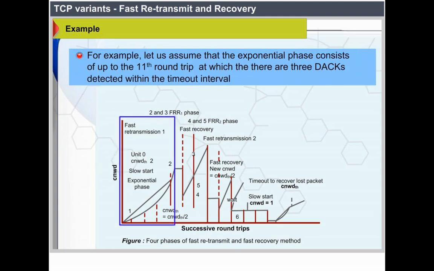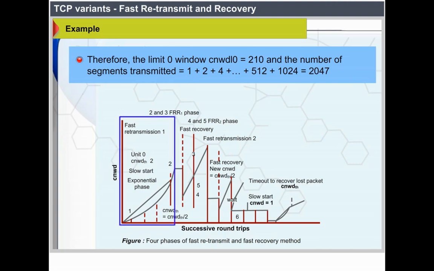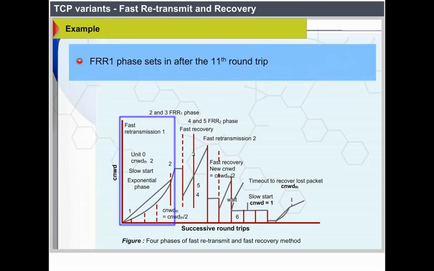For example, let us assume that the exponential phase consists of up to the 11th round trip, at which there are 3 DACKs detected within the timeout interval. Therefore, the limit 0 window CNWD/0 is equal to 2^10, and the number of segments transmitted is equal to 1 plus 2 plus 4 plus up to 512 plus 1024, which is equal to 2047. FRR1 phase sets in after the 11th round trip.